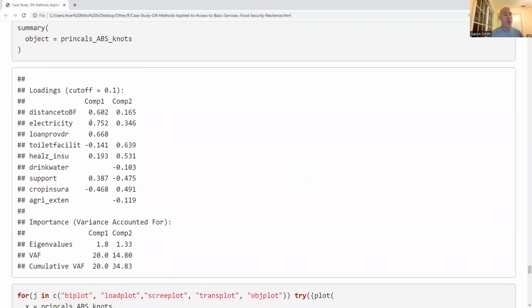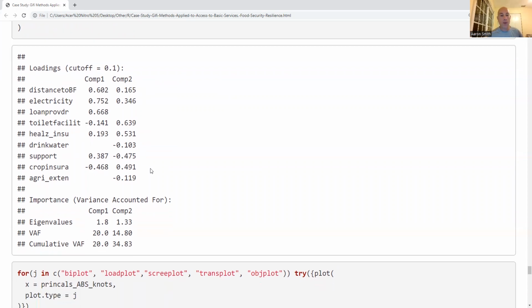All right, so let's go through my first principal component. I've got electricity, okay. I've got loan provider, okay. Distance to BF, okay. Then I've got negative crop insurance and then support. Feels kind of familiar. And so now let's look at the second component. We have crop insurance. All right, so this is a little bit different. So sorry, I missed this one. Toilet facilities, health insurance, crop insurance, support in the opposite direction, and then electricity.